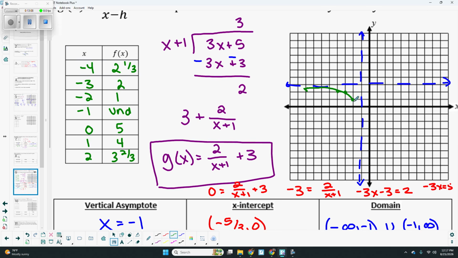Close, connect, connect, connect, close. And then at 0, we have 5. At 1, we have 4, and then we have 3 and 2/3, so almost 4. Get close, connect, connect, connect, get close.